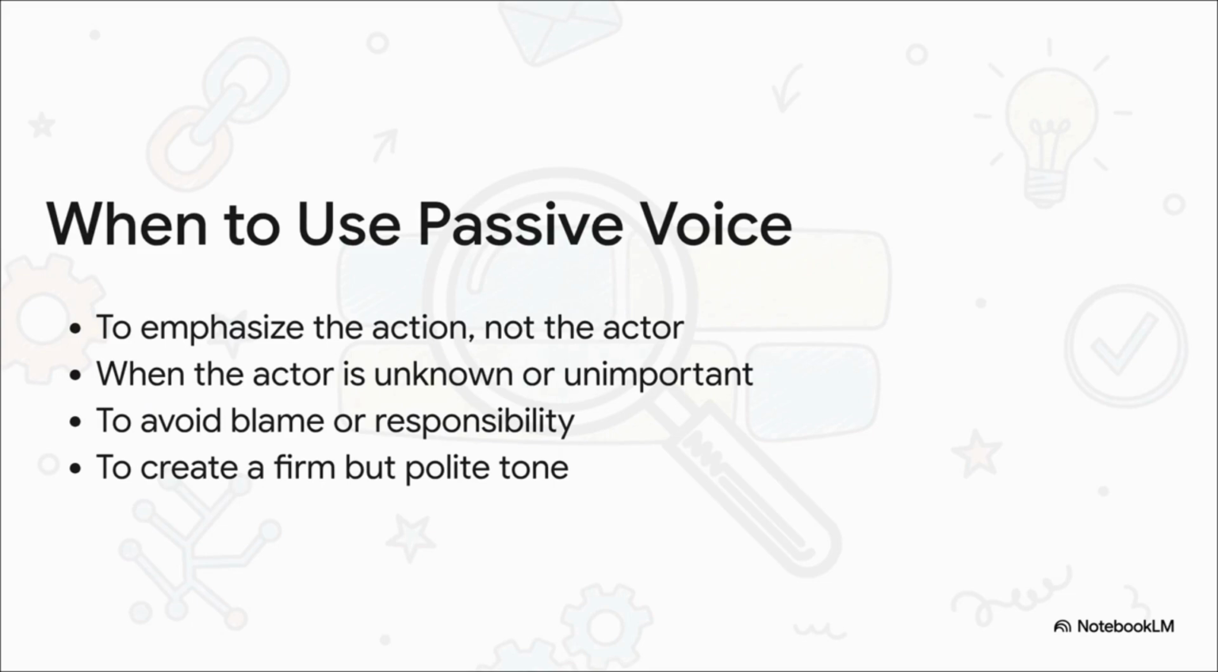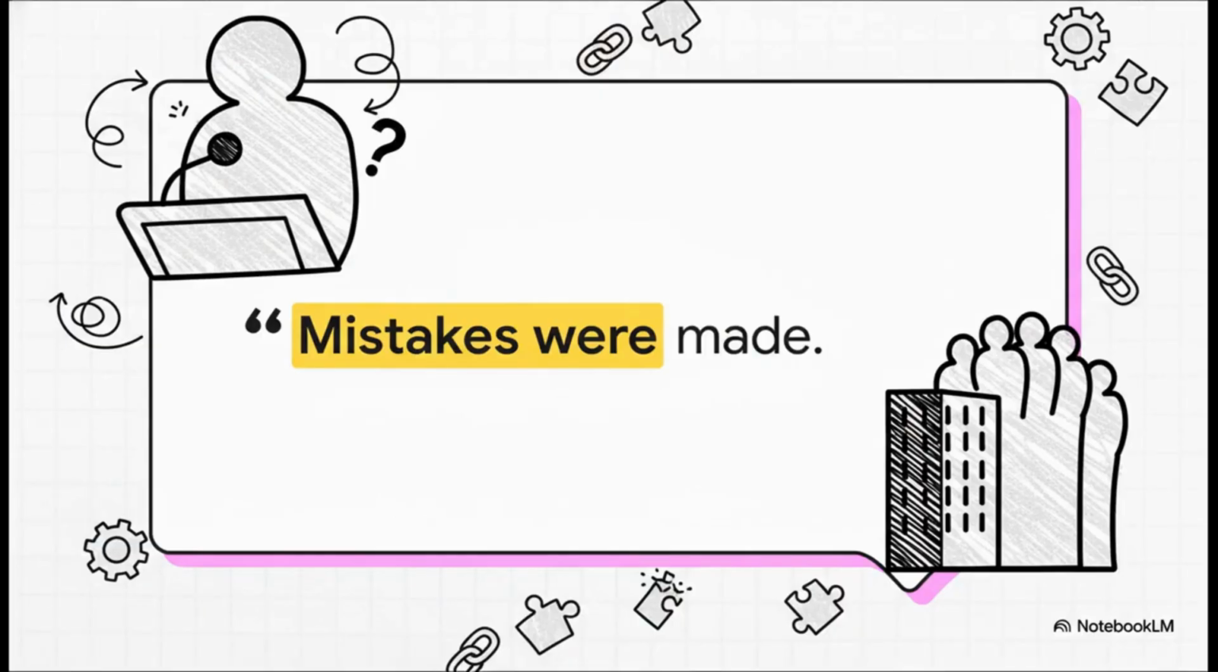It's also used to sound more formal or polite. Think of a sign that says, talking is not permitted. And maybe most famously, it's used to avoid taking responsibility. And here it is, the absolute classic line used by politicians and CEOs everywhere. Mistakes were made. Who made them? Shrug. We have no idea. The sentence masterfully acknowledges that a problem exists without pointing any fingers. That right there is the strategic power of the passive voice.